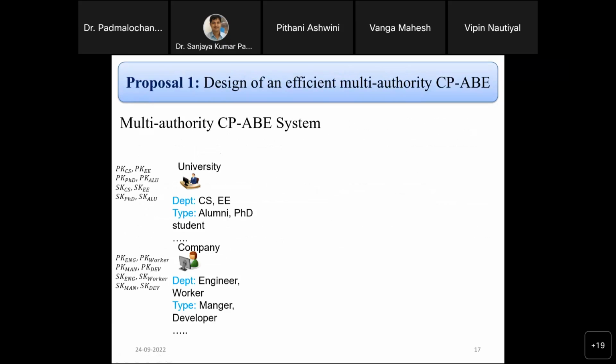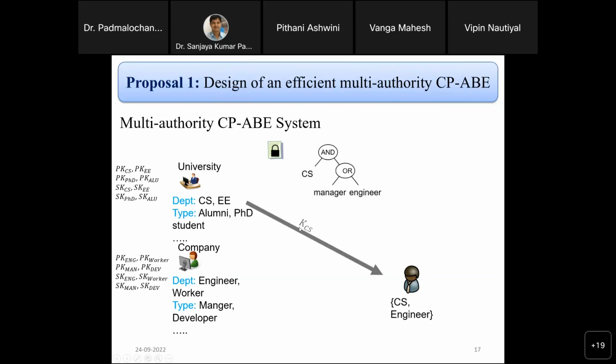Here you can see multi-authority means you have the university and its attributes, and the company and its attributes, used to define the policy: CS, manager, engineer, and or combinations. So there can be a user who belongs to the CS department of the corresponding university, and he is currently working as an engineer in the company. Based on these two attributes, which are managed by two different authorities, the accessibility can be defined.